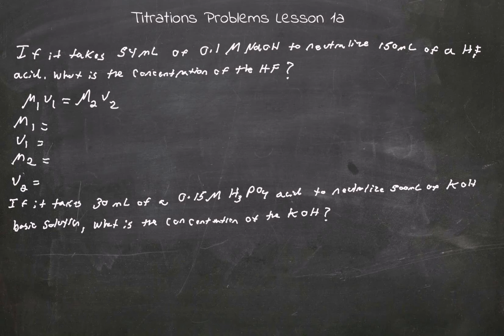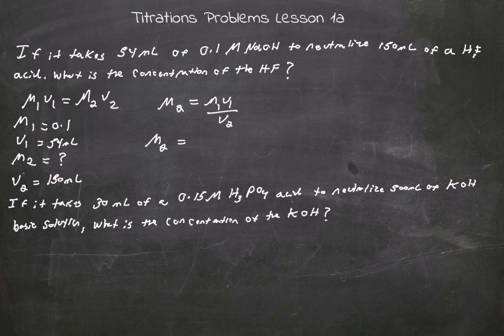So our first molarity is 0.1. Our amount is 54 milliliters. Our second molarity, we have no idea, and we have our 150 milliliters of our HF. So we're going to isolate for M2. M2 equals M1 V1 over V2.